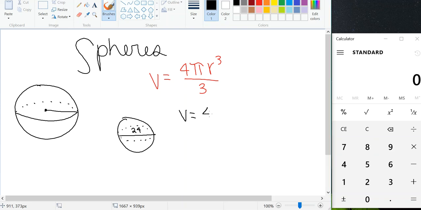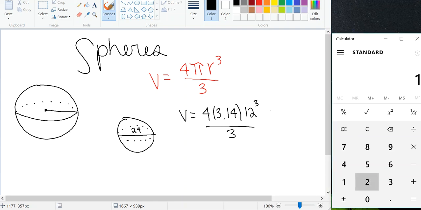V equals 4 times pi, I'm going to use 3.14, times r. Well, if the diameter is 24, the radius must be 12. Make sure you pay really close attention to that so you don't accidentally plug in the wrong things. So let's go ahead and simplify this. We're going to end up with a pretty large number because we are cubing 12.